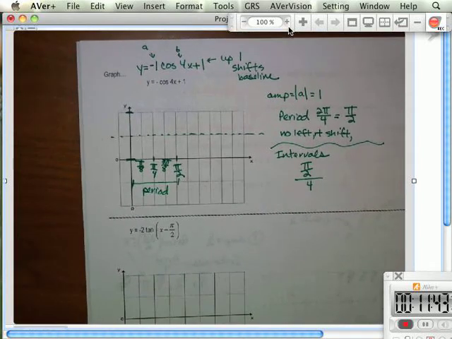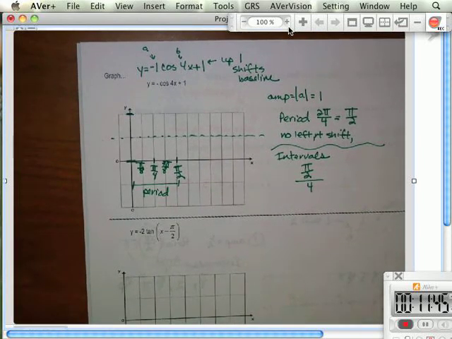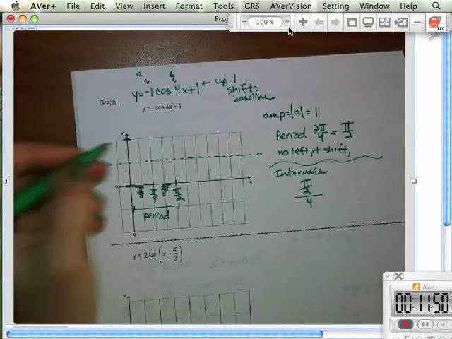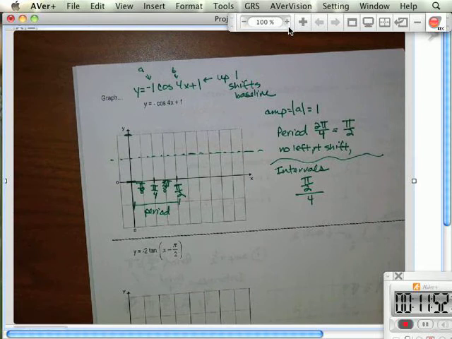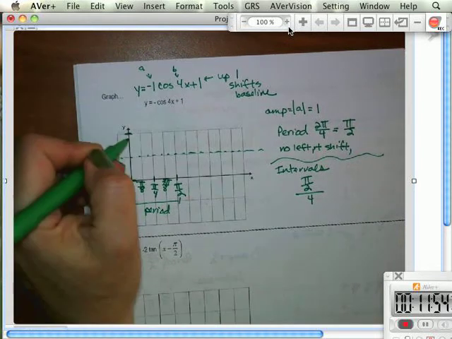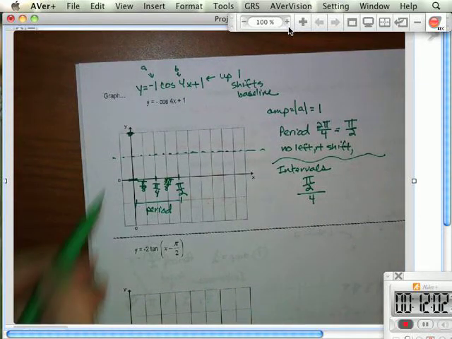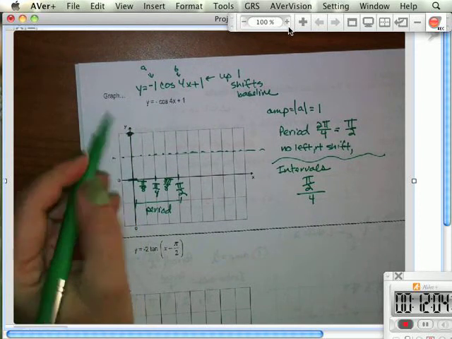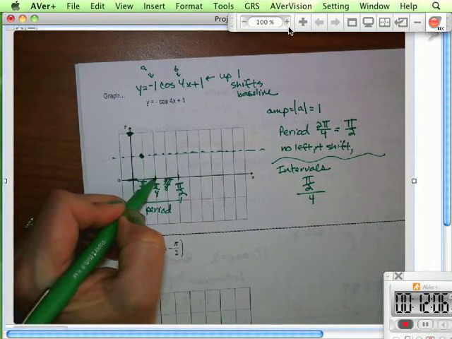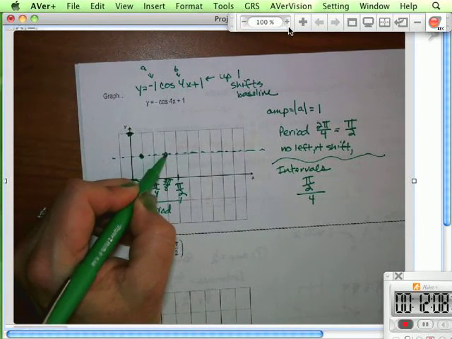Okay, now it's a cosine graph, so where's it going to start? At the top, the peak, or at our baseline? So cosine starts where? It starts at our peak up here. Cosine's like a sideways C, remember? So it starts up here, then it's going to go to our first interval, then down, then up, and then up again.